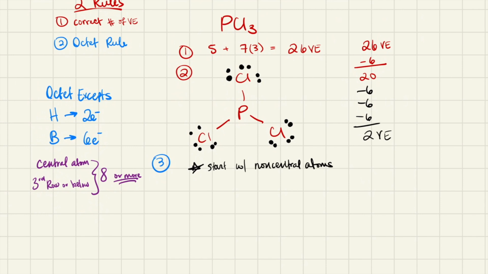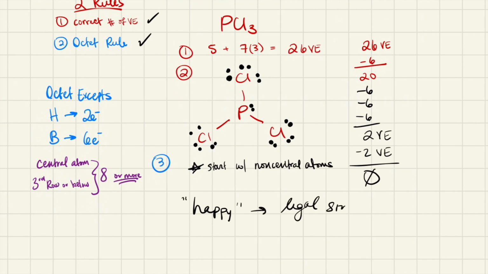That central atom has 6 electrons associated with it right now. So with an additional 2, it is now happy. All the octet rules are obeyed. And by keeping track the whole time, I know that we have the correct number of valence electrons. So this is happy. Or another way of saying that, it's a legal structure.